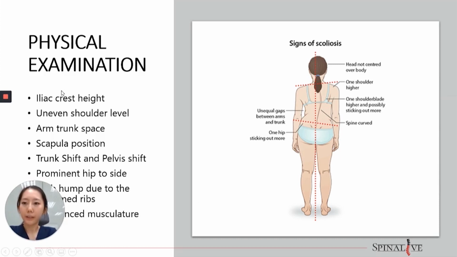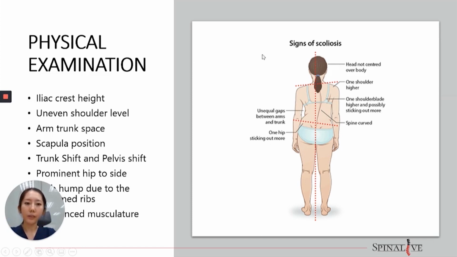Alright, so now we are talking about the physical examination. What should you check when you see a patient who has scoliosis? I will often get them to remove their gown with their back exposed, so we can have a good look at the shoulder level, the pelvis level, and also the shifting of the curvature.